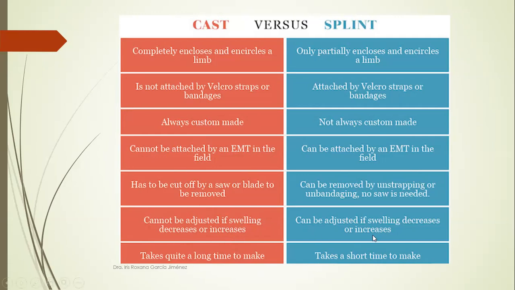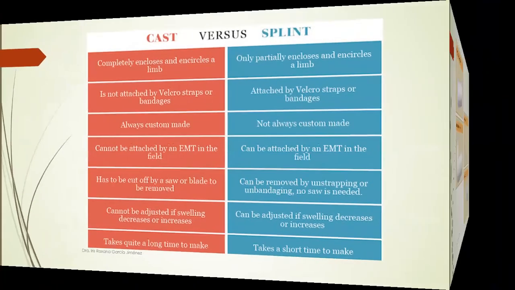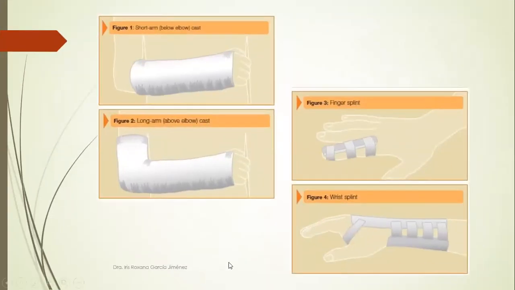On the other hand, the splint is easy to make. We use it to make a partial fixation to go to the hospital without more complications of the fracture, of course. We have examples of casts and examples of splints. You catch the difference now?